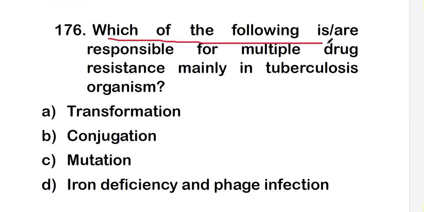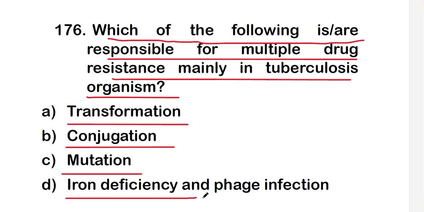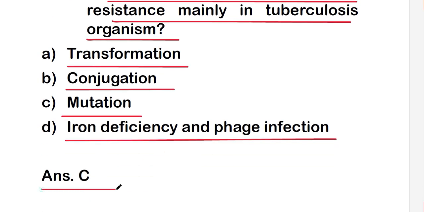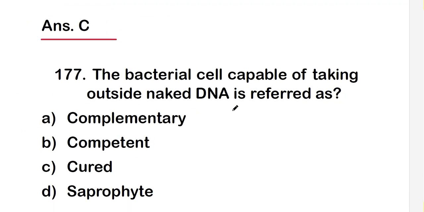Which of the following is or are responsible for multiple drug resistance, mainly in tuberculosis organisms? And the options are: option A transformation, option B conjugation, option C mutation, or option D iron deficiency and fungal infection. So the right one is option C, that is mutation. So mutation is responsible for multiple drug resistance, mainly in tuberculosis organisms. So the next one is 177.